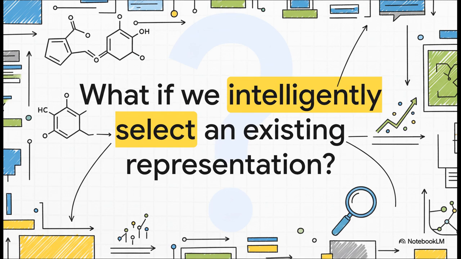This all leads to an interesting question. What if the most effective approach isn't to invent a new representation from the ground up? What if, instead, we could intelligently select the most important features from a very comprehensive existing one? This idea of adaptively identifying relevant features from a large pre-computed library is the central hypothesis behind the MolDAIS framework.